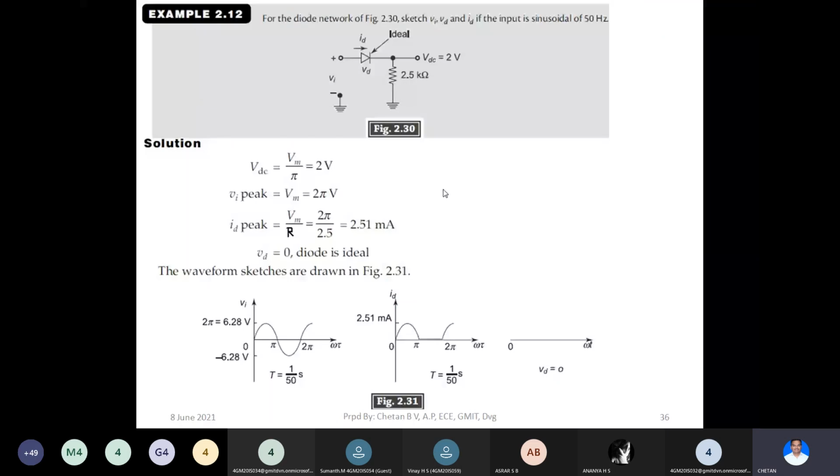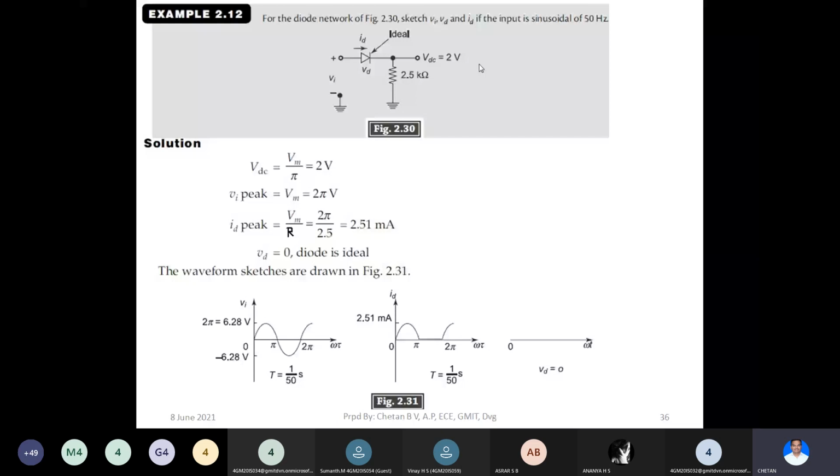So according to the given parameters in this problem, they have not given the value of input Vi. Directly they have given the output. This is a simple half wave rectifier where there is only one diode. So the output DC voltage, or mean output voltage, is 2 volt. And we also have RL, the load resistance, which is 2.5 kilo ohm, right? So from this given VDC, we can calculate VM, because we know that VDC is VM by pi for a half wave rectifier.